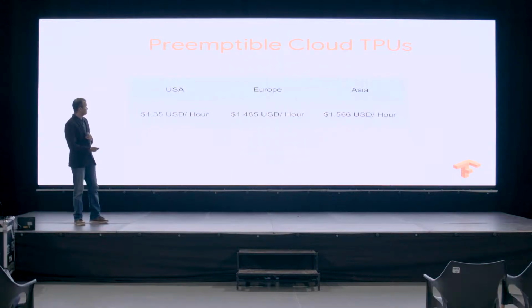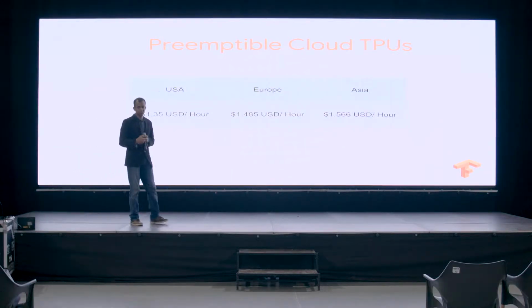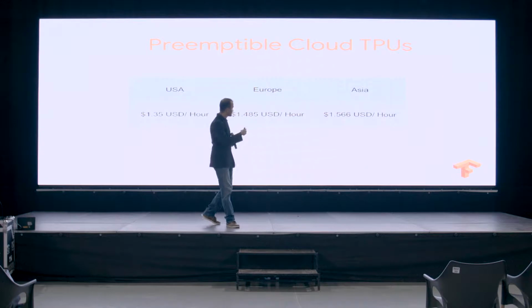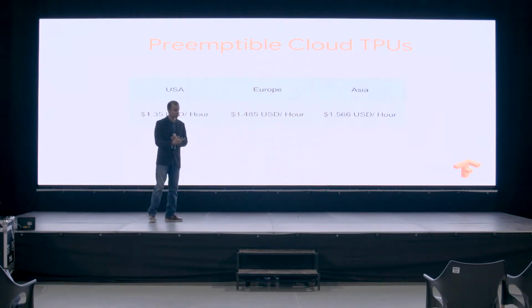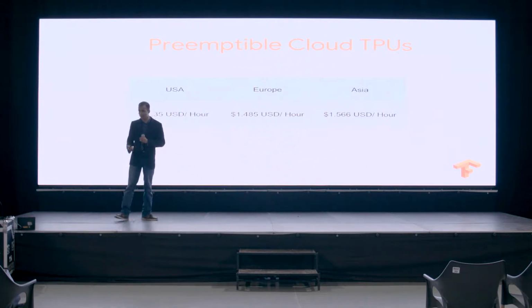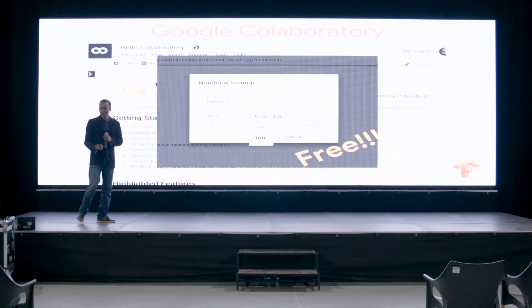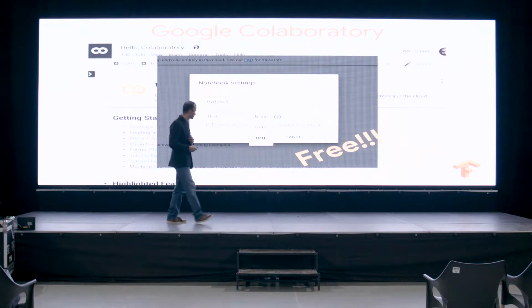But what could beat this? Well, if you can preempt these TPUs, which means that you tell Google Cloud that you want these for so many hours, you can get a better rate. You will probably get $1.48 if the TPU pod is going to reside in the US, and if it's in Asia, then it's typically $1.56. But what could beat this as well? Well, the fact that it can be done for free. So this is what I'm going to show you now.